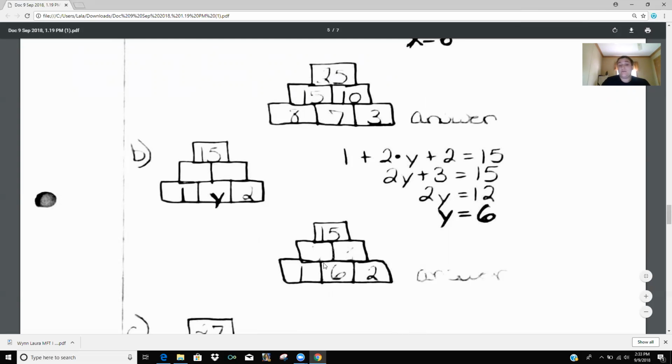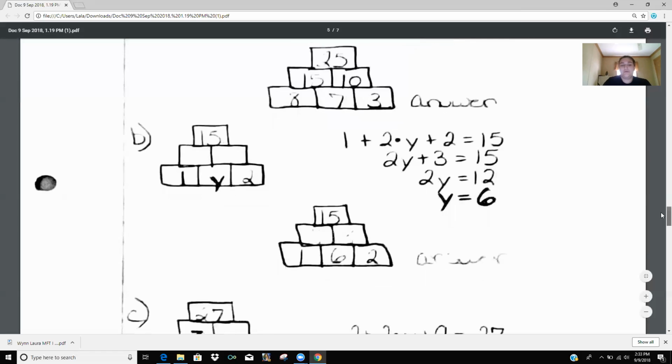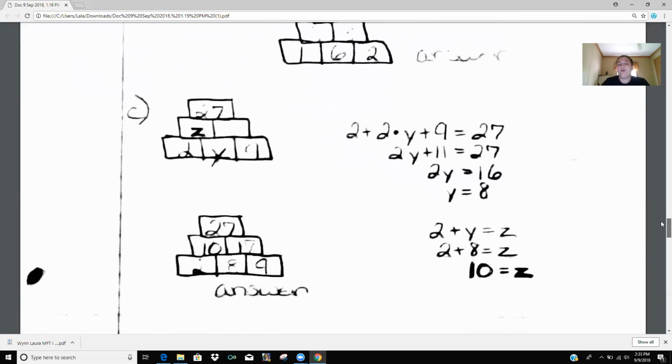So 1 plus 6 will give us 7, and 6 plus 2 gives us 8, and 7 plus 8 gives us 15. That's pretty much how you work all of them. So we'll move on to the next problem because we don't have a whole lot of time.